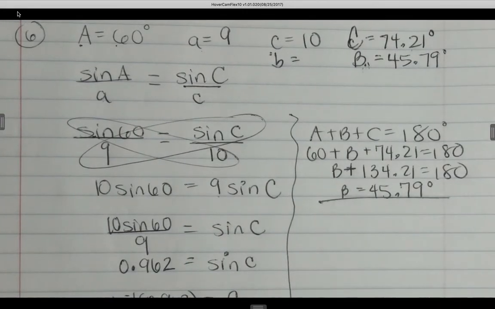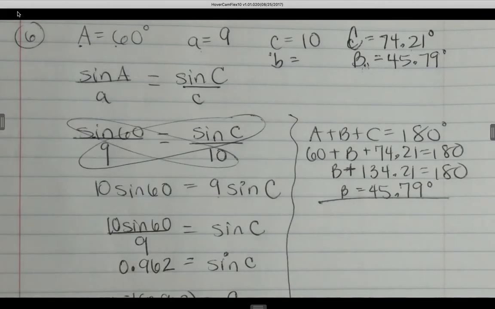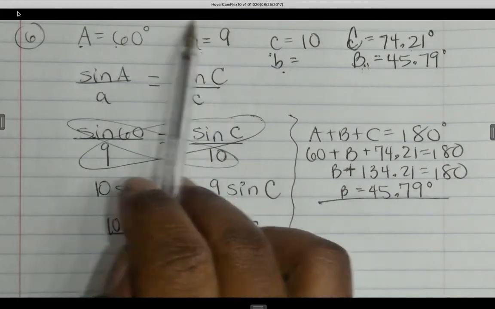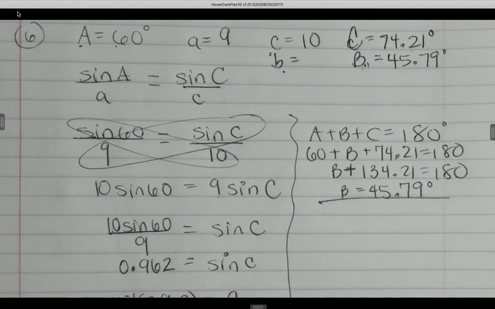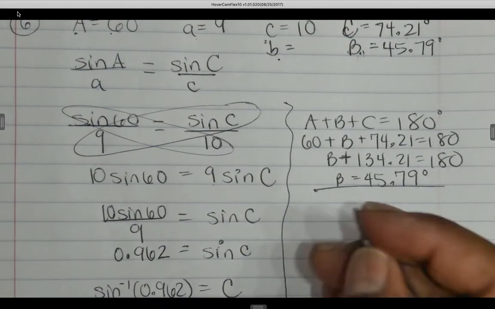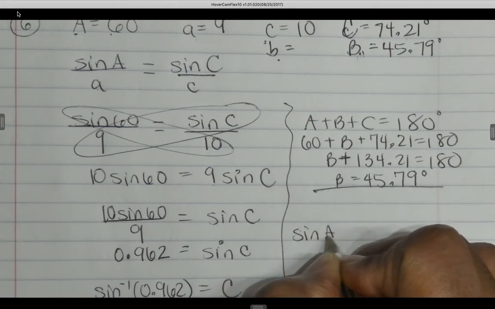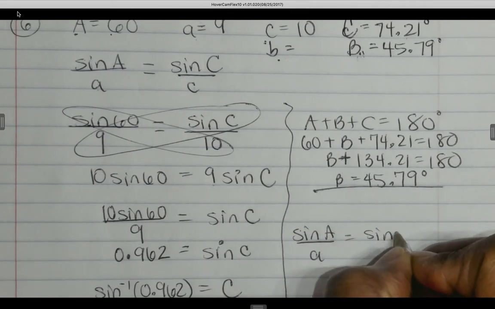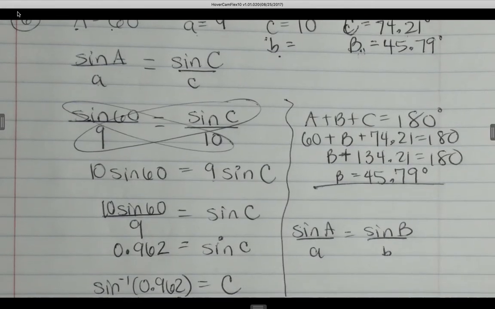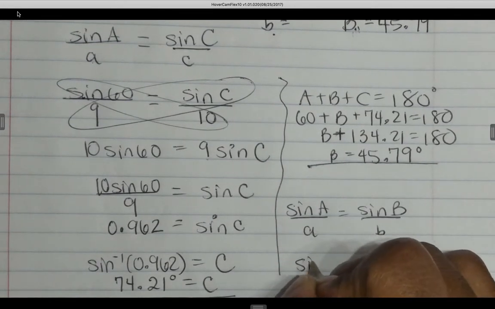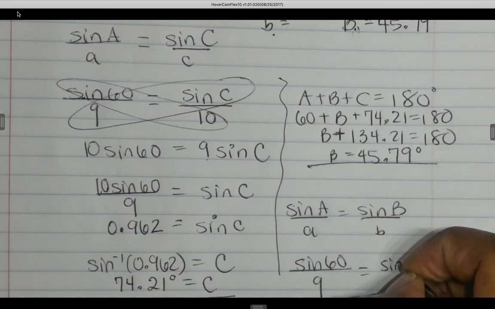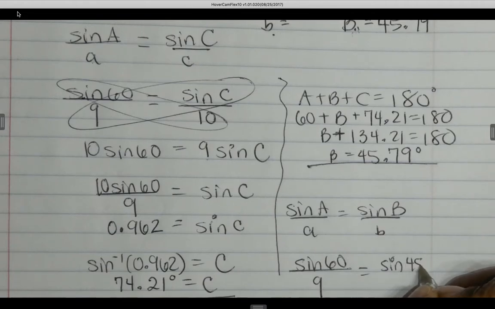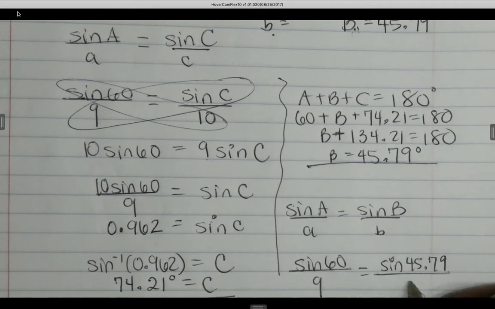And then my last step to solve the triangle is to figure out side B. So I'm going to use A again, just because, like I said, it's better to use the measurements that you didn't have to find, just in case there was a mistake. So I'm going to say sine A over A equals sine B now, since I'm looking for B, over B. I'll just plug in everything I have. I know angle A is 60, side A is 9. I know the degree of angle B is 45.79, and then over side B.